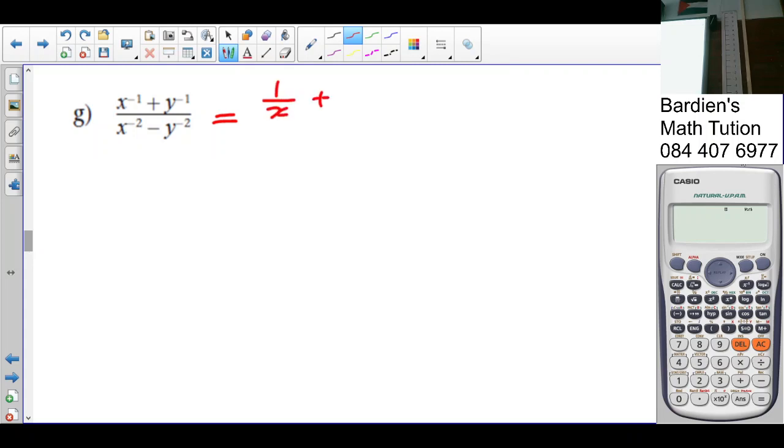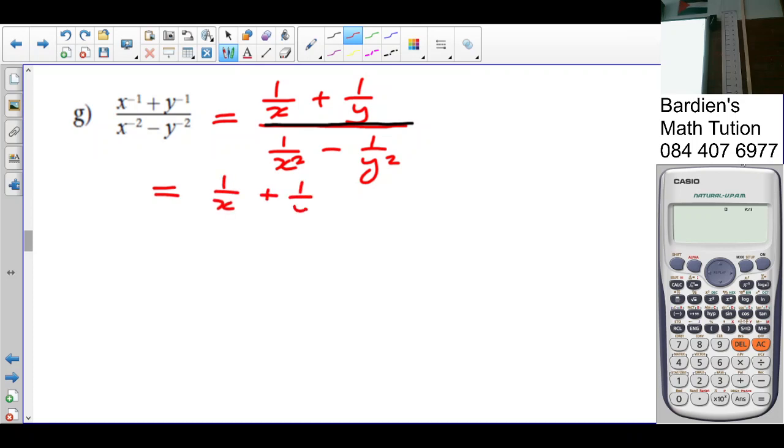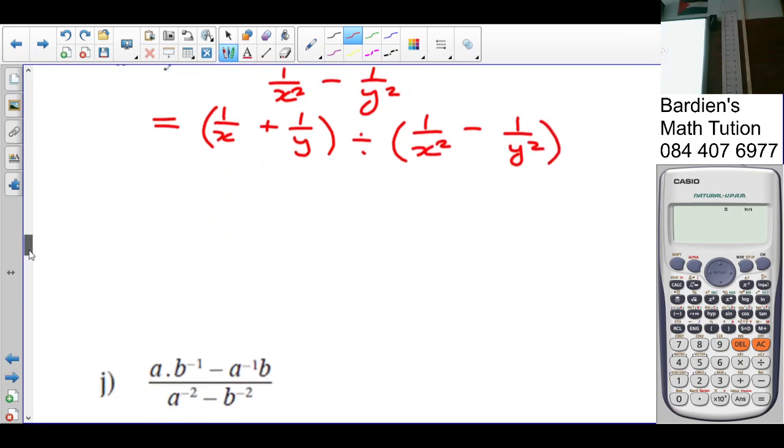So 1 over x plus 1 over y, all divided by 1 over x squared minus 1 over y squared. As we said, this line here means to divide. So in other words, 1 over x plus 1 over y must be divided by the other fraction. I could have done that first step in finding an LCM there already, if I wanted to. Just taking it step by step. Now we find an LCM. You guys at that point already?